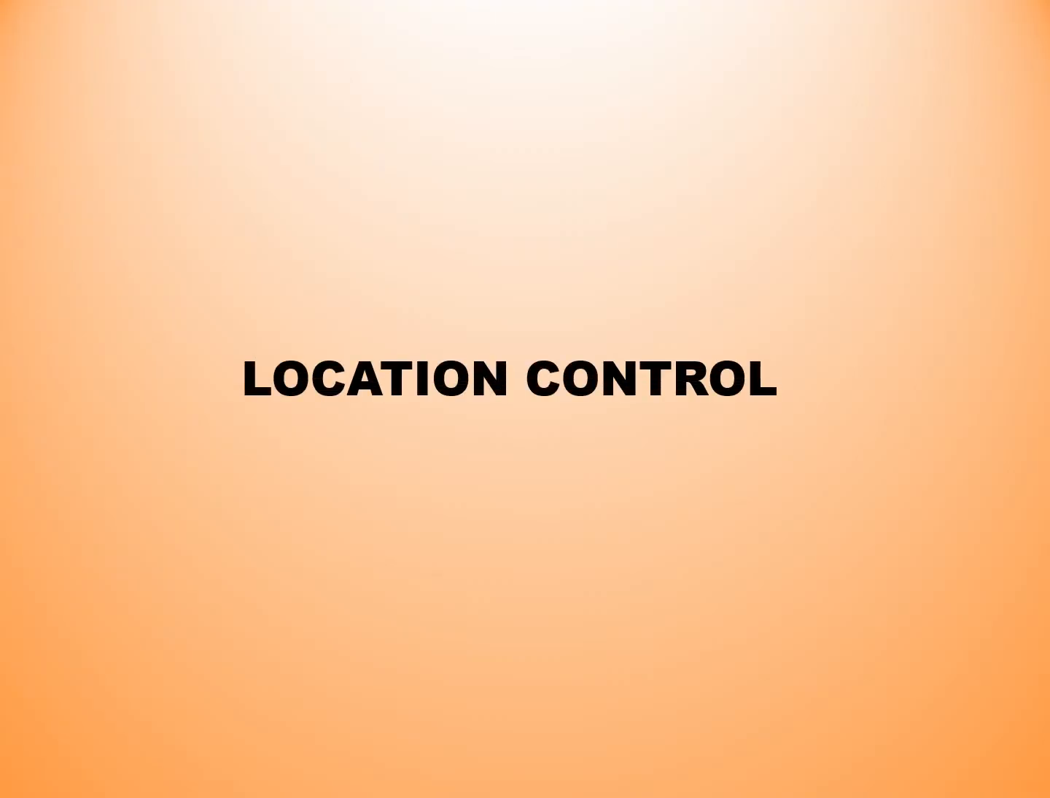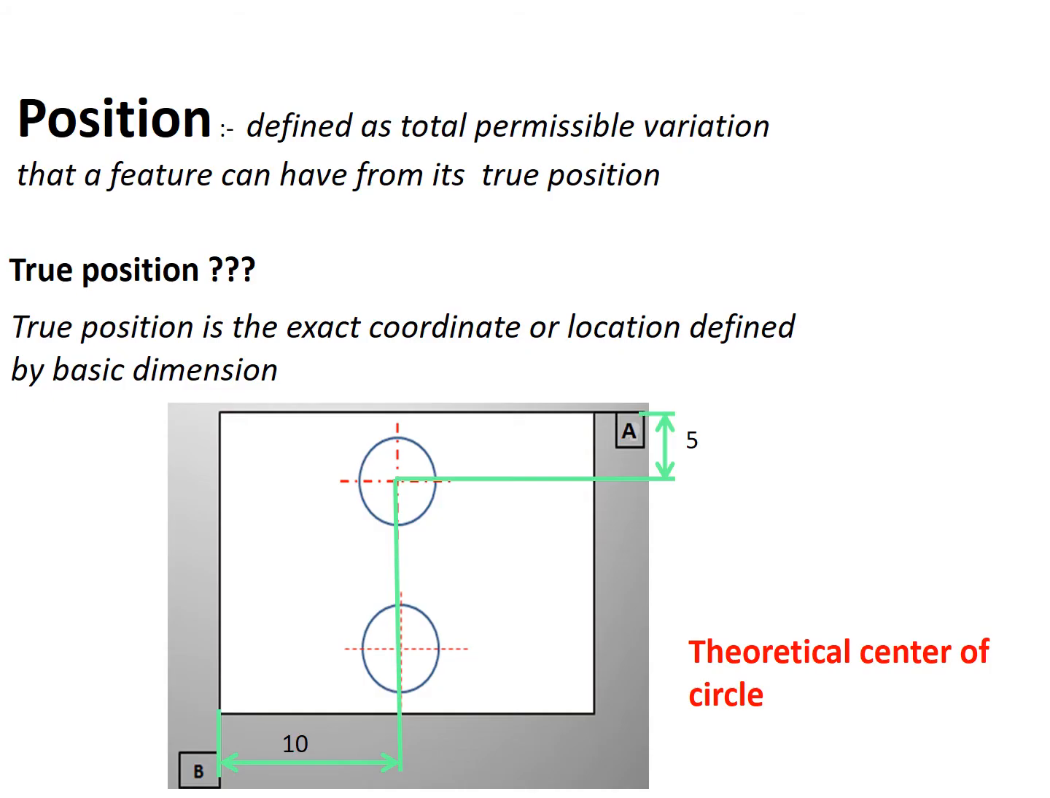Next is location control. In location control, there are three characteristics: concentricity, position and symmetry. First one is position. Position is defined as the total permissible variation that a feature can have from its true position, and true position is the exact coordinate or location defined by the basic dimension. That means true position is the exact theoretical center of the circle as defined in the drawing. So here you can consider an example.